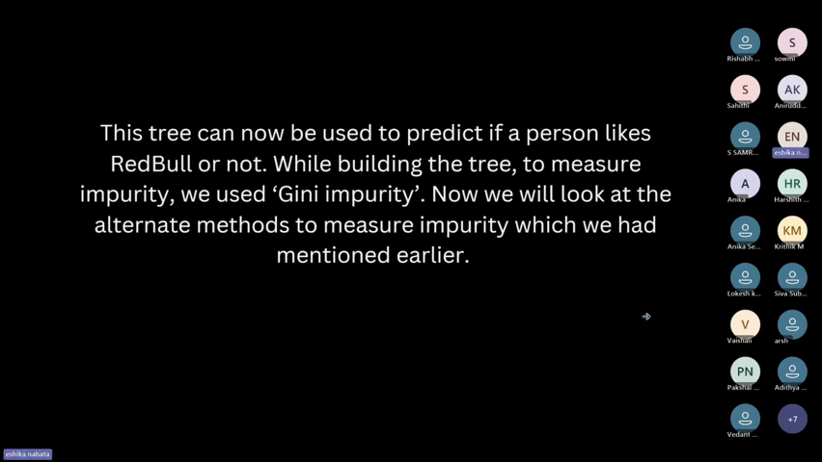So you can use it to predict whether a person likes Red Bull or not now. Here we've used Gini impurity. We can look at the second metric now, which is entropy and information gain.